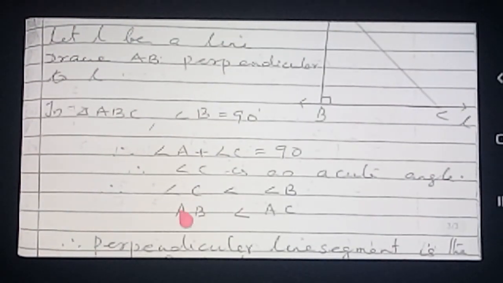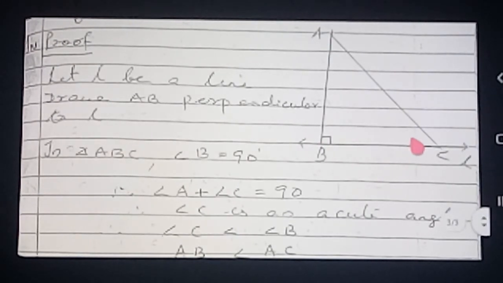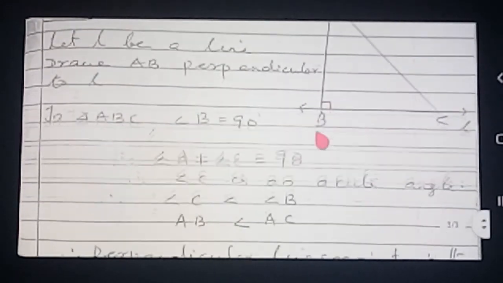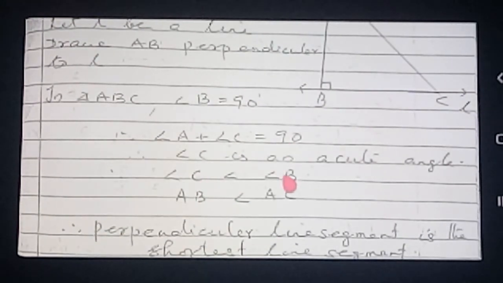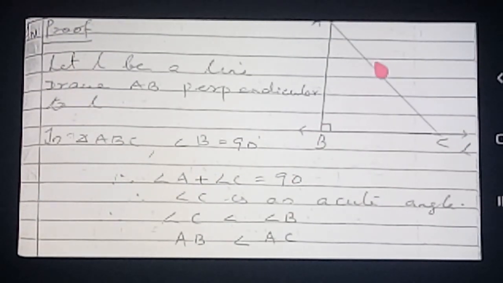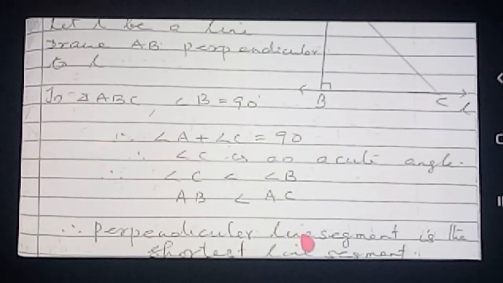See here. Angle C is less than angle B. Therefore, what is the side opposite to angle C? See the diagram. It is AB. So in place of angle C less than angle B, the side opposite to angle C is AB, which is less than the side opposite to angle B, which is AC. Therefore we write that AB is less than AC.